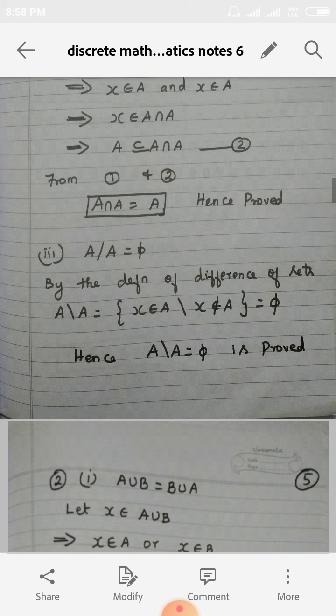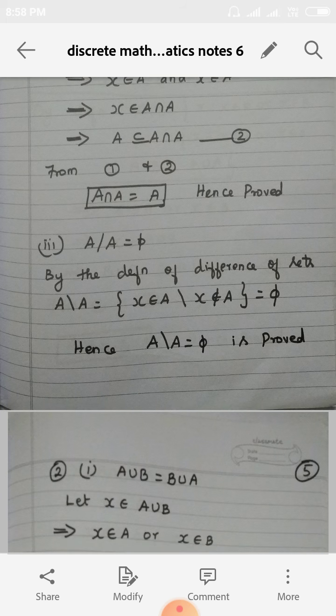And then the third one, we have to prove that A difference A is equal to φ. By the definition of difference of sets, A difference A is equal to, the first A denotes X belongs to A, but the second A denotes X does not belong to A. That is A difference A, that is X belongs to A, difference X does not belong to A, is equal to φ. And this implies A difference A is equal to φ is proved.